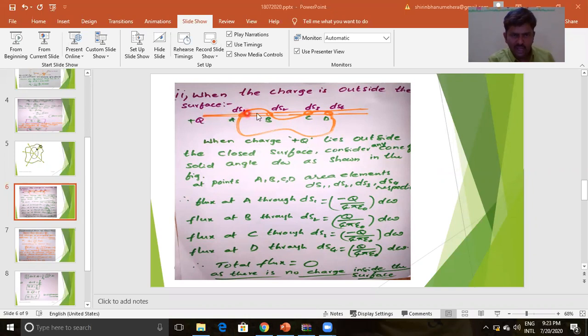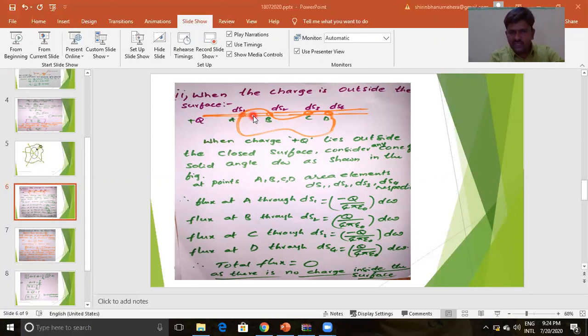Here also, what I am doing, a cone making an angle of d omega intersects with this surface at 4 points, A, B, C, D. At each point, I am considering the areal element ds1, ds2, ds3, ds4. We need to calculate flux from each element. No need of calculation. Simply we can say here the flux is entering at point A.